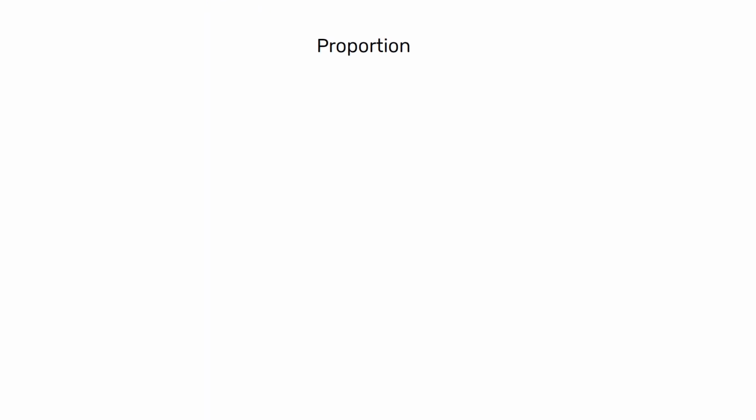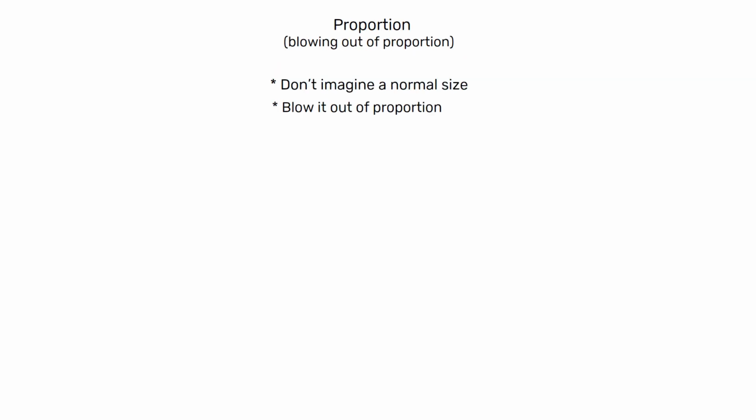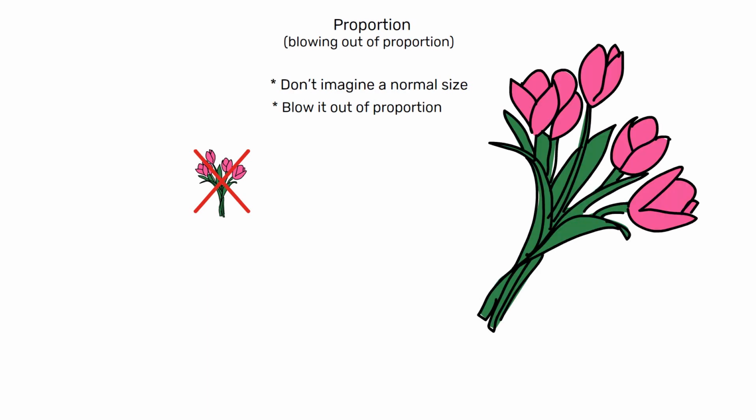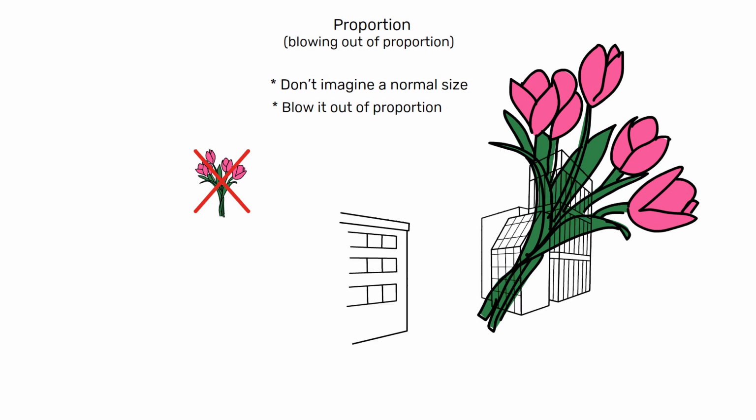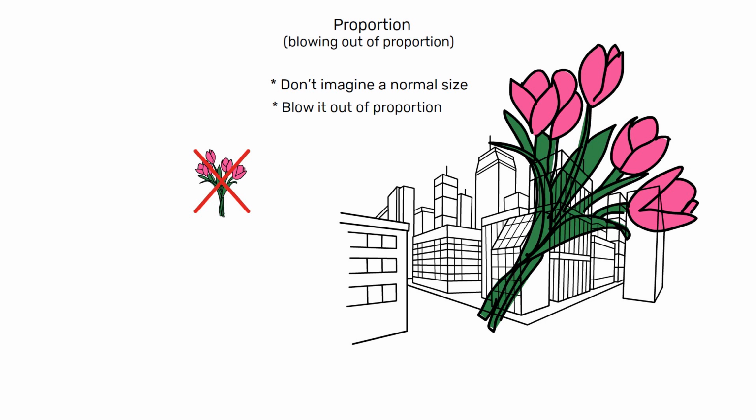Proportion. This means blowing out of proportion. Don't imagine a normal size. Blow it out of proportion. Let's take up this example. Assume you must remember something by associating it with a flower. Don't imagine a normal sized flower. Imagine a flower the size of a mountain. Imagine the flower is so huge that it is towering above the buildings.